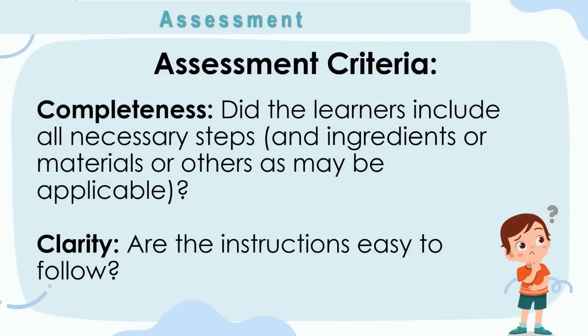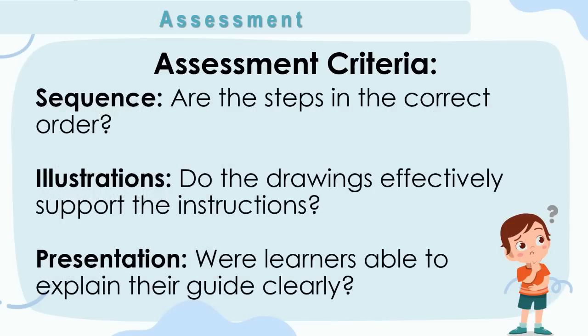Assessment criteria: Completeness. Did the learners include all necessary steps and ingredients or materials or others as may be applicable? Clarity. Are the instructions easy to follow? Sequence. Are the steps in the correct order? Illustrations. Do the drawings effectively support the instructions? Presentation. Were learners able to explain their guide clearly?